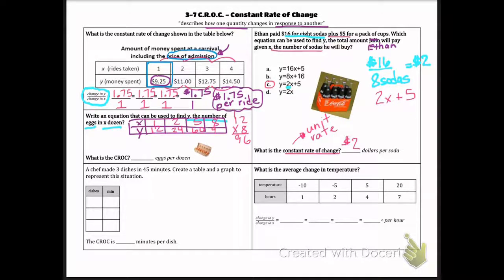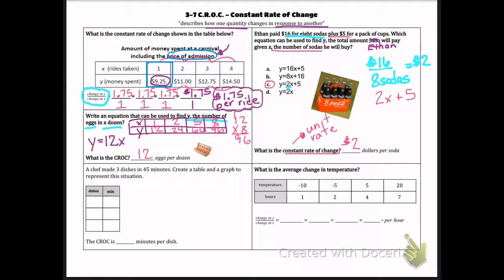And that's 96 eggs. So we can see that every single time we are simply multiplying our x value times 12 because we know there are 12 eggs per dozen. And guess what our constant rate of change is? Our constant rate of change would be 12 because our equation would look like this. Y equals 12x. So that's a proportional relationship.